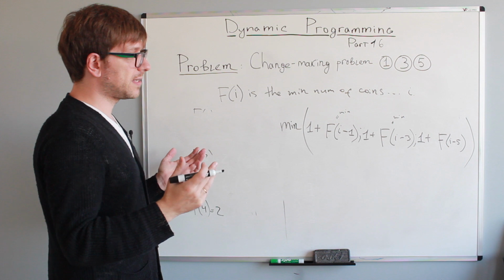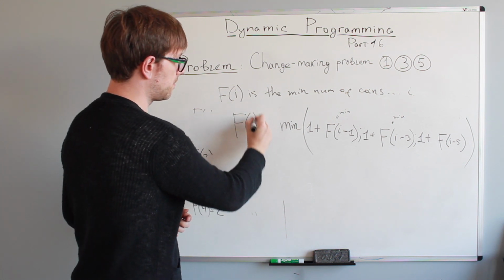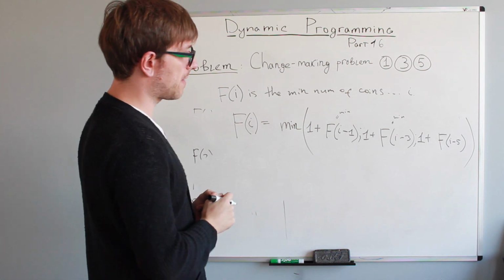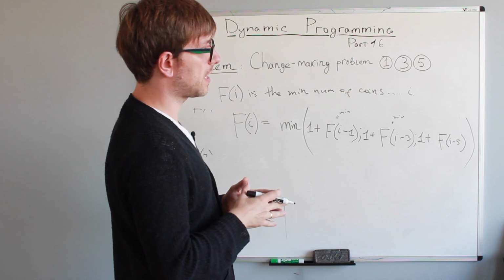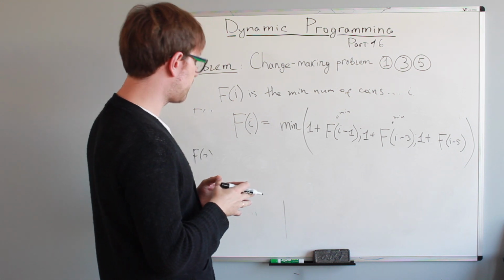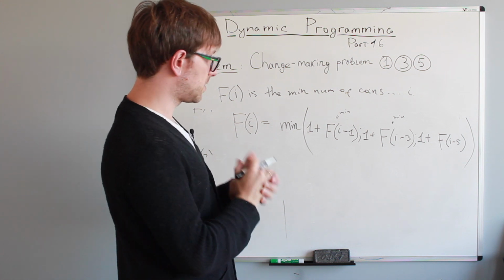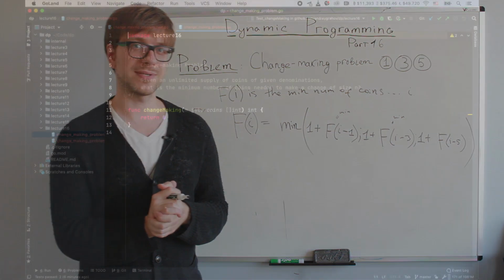And this is basically the transition function. So f of I equals the minimum of 1 plus f of I minus 1, 1 plus f of I minus 3, 1 plus f of I minus 5. This is the transition function to this problem. It's super simple, and let's code it up real quick and see what happens.